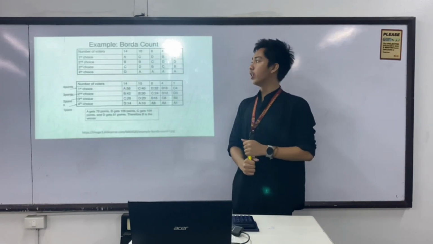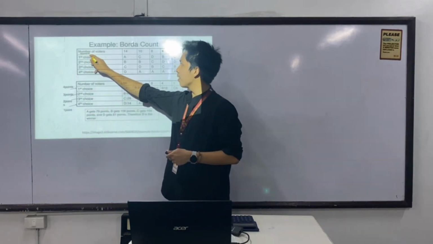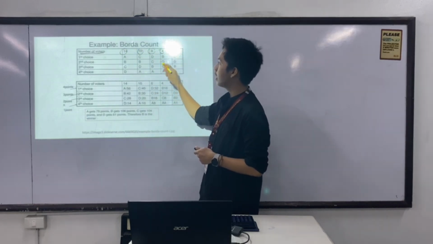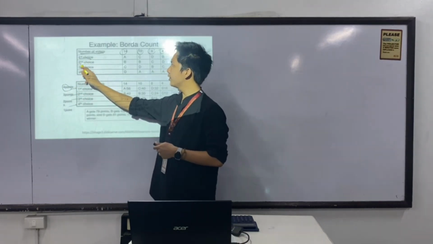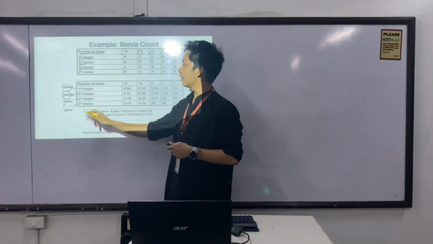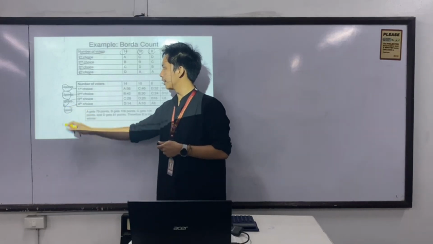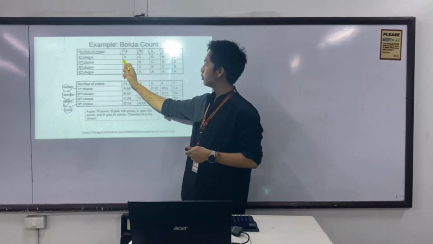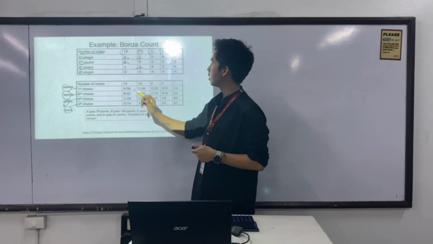So this is an example of Borda count. You can see the number of voters: 14, 10, 8, 4, and 1. The first choice represents 4 points. The second choice represents 3 points. The third choice represents 2 points. And the fourth choice represents 1 point. These are the choices for the candidates: A, B, C, D.